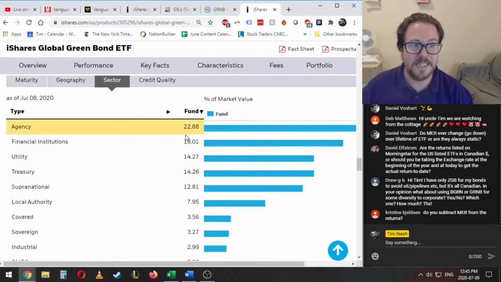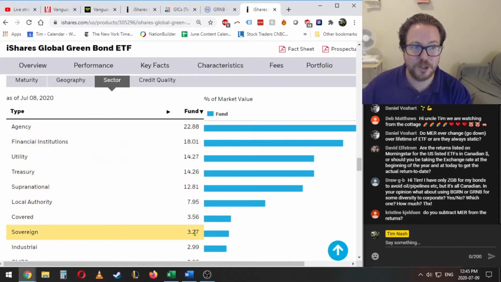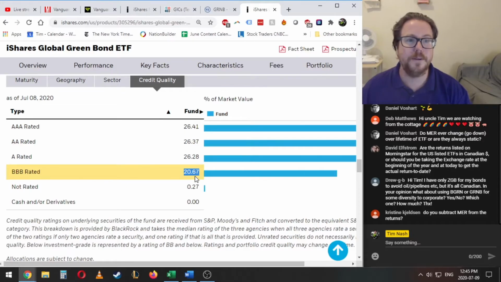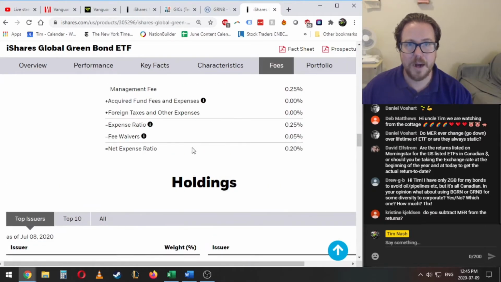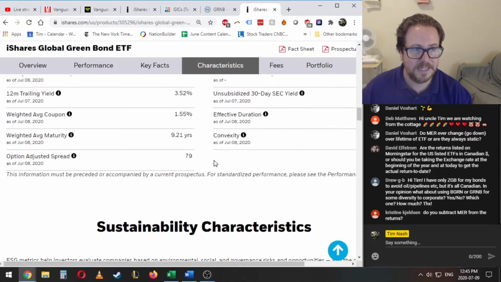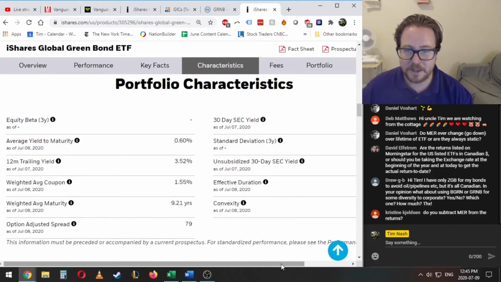From there, you can see here agencies, financial institutions, different organizations. And then the credit quality should be quite strong, AAA, AA, single A, although there are a fair few triple B, which would likely be a lot of the corporate bonds in here. When we look at it, I just want to see the yield on it. Now, it's a little bit tricky.